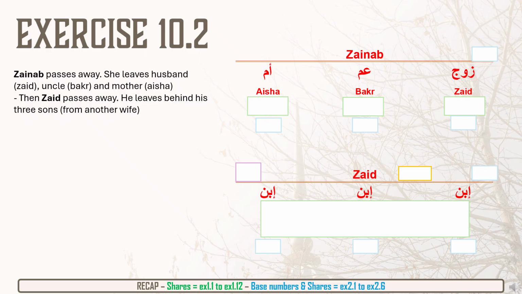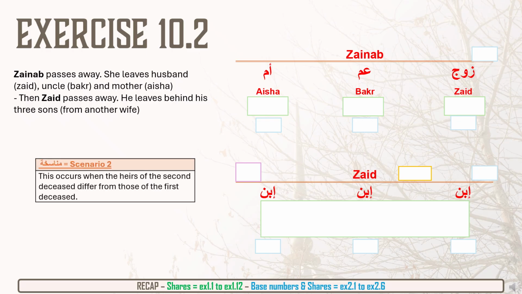And because the second deceased's heirs are different from the first deceased, therefore this is scenario 2 of Munaasakha. As is mentioned here, this occurs when the heirs of the second deceased differ from the first deceased. So what do we do? Well, firstly, we start off with Zainab's heirs.